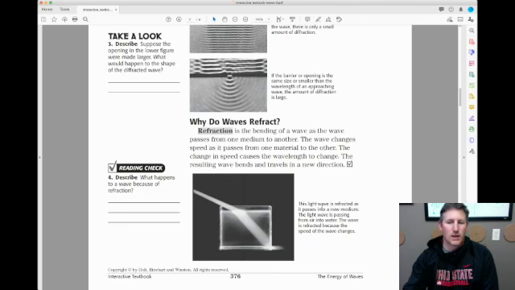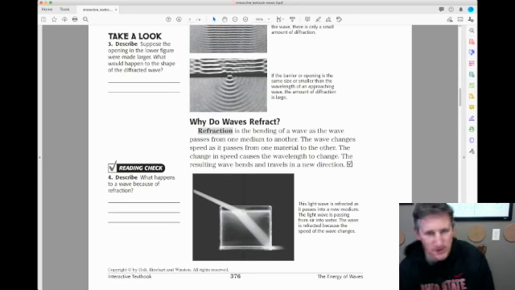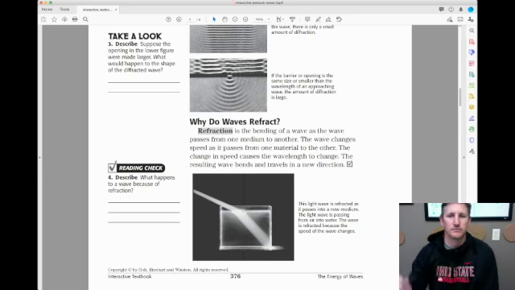This light wave is refracted as it passes into a new medium. The light wave is passing from air into water. The wave is refracted because the speed of the wave changes. Now, when you put a pencil in a glass of water, it looks like the pencil is broken. It's because those light waves are refracting, so we're seeing it differently than what it actually is.